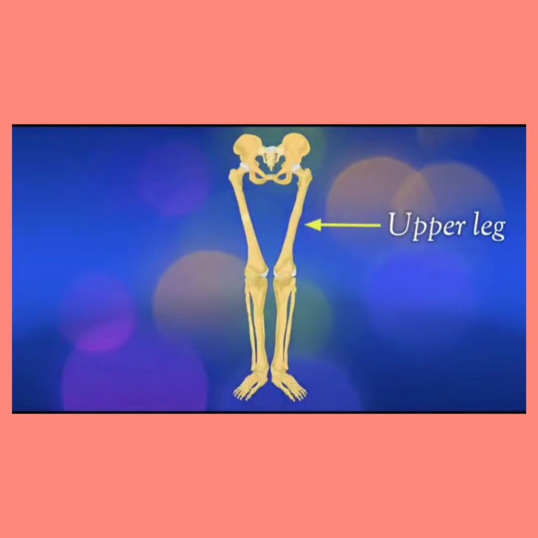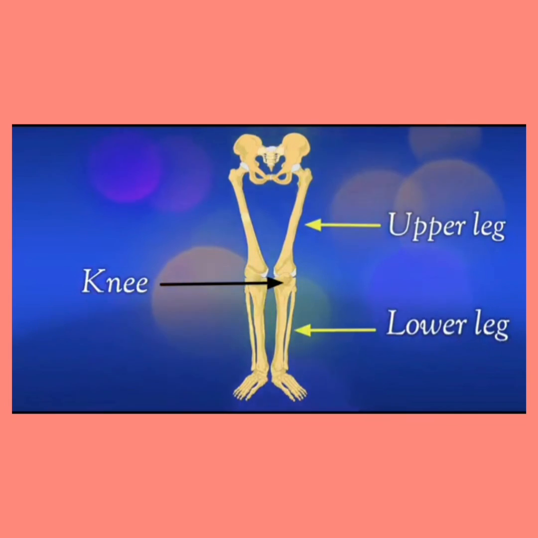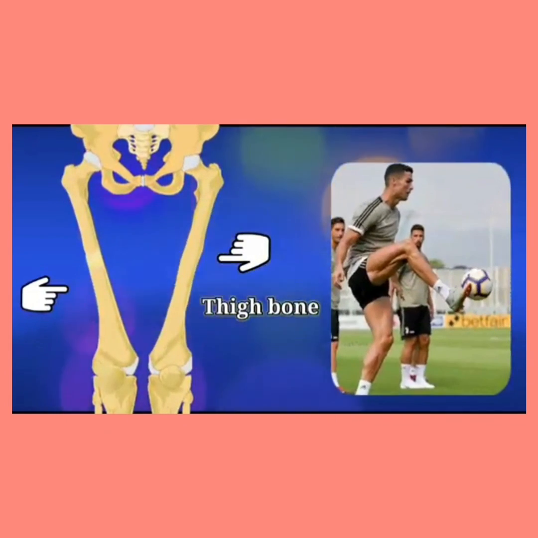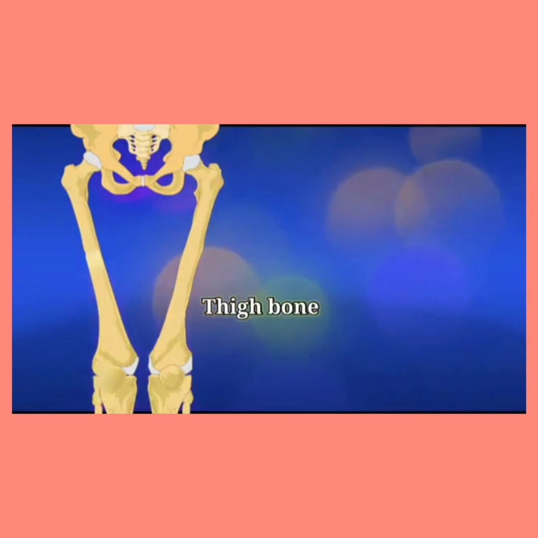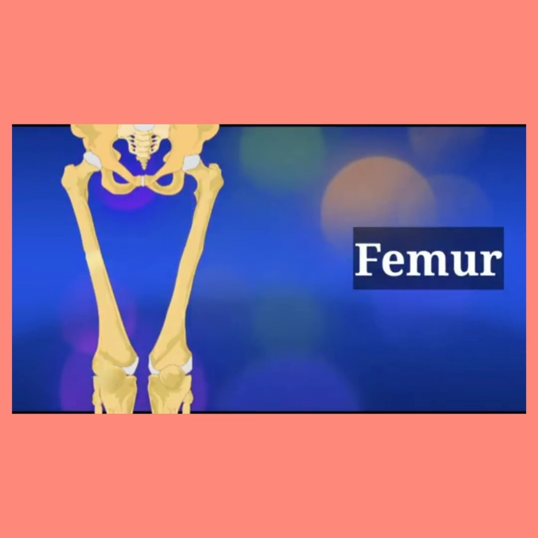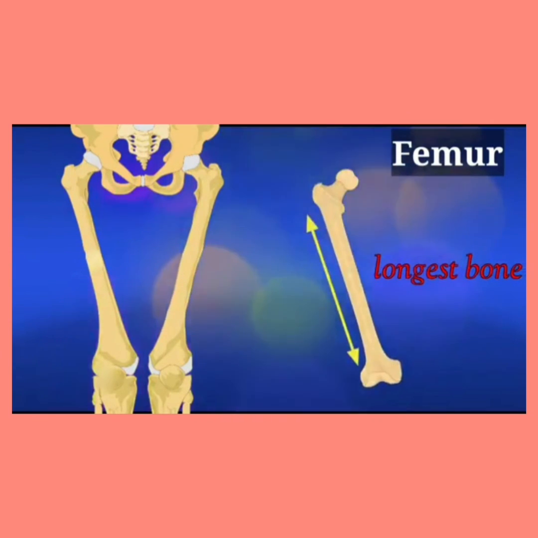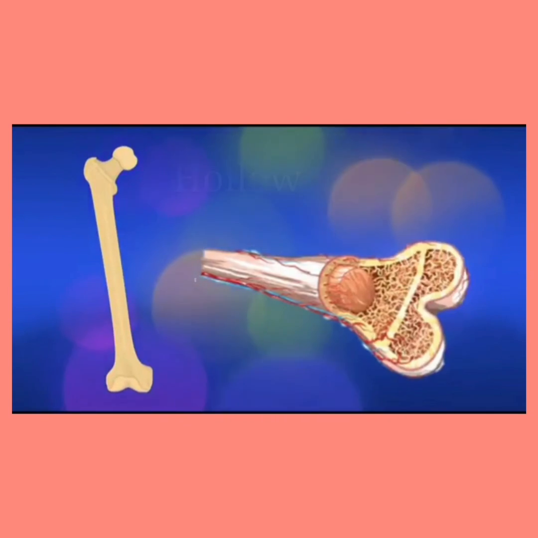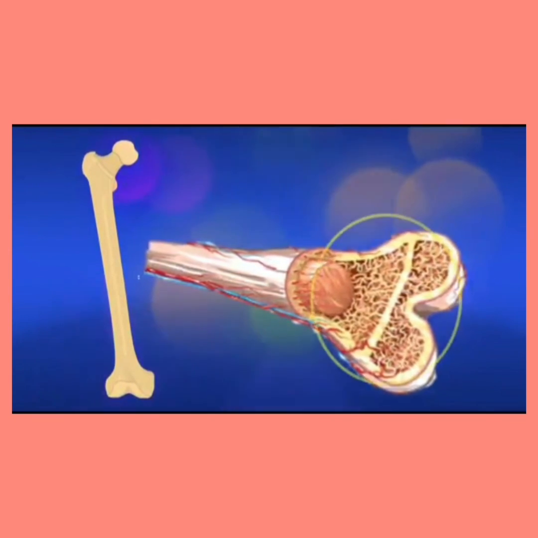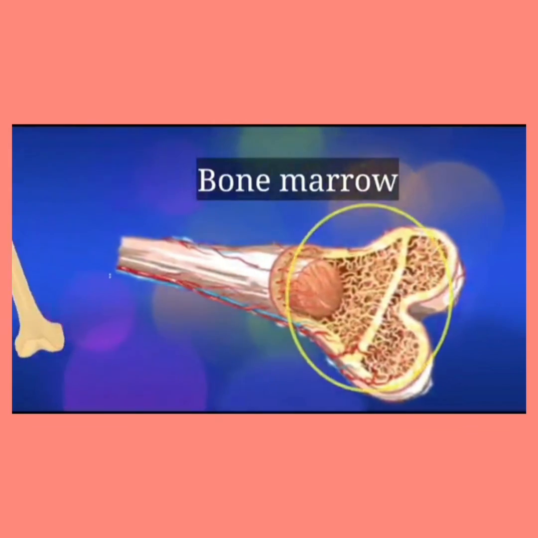Legs are also made up of two parts, the upper leg and the lower leg joined together at the knees. The upper leg has the thigh bone, which is a powerful bone as it bears the weight of our body and is called the femur. It is the longest bone in our body. The long bones are hollow and have a soft and fatty substance in them called bone marrow.